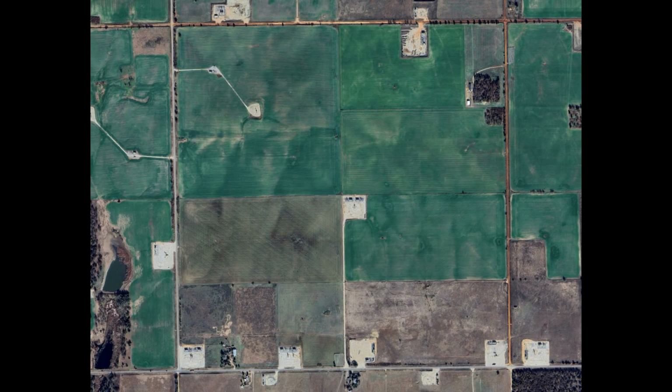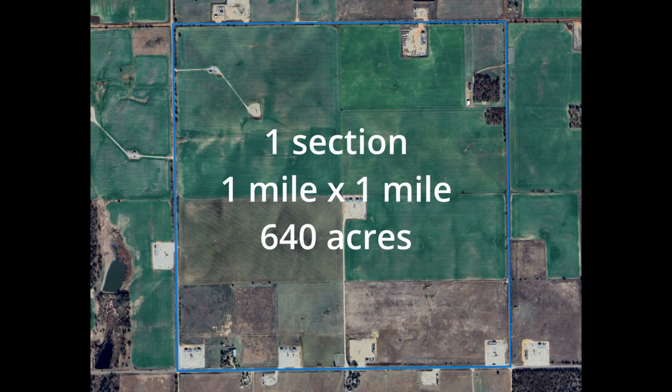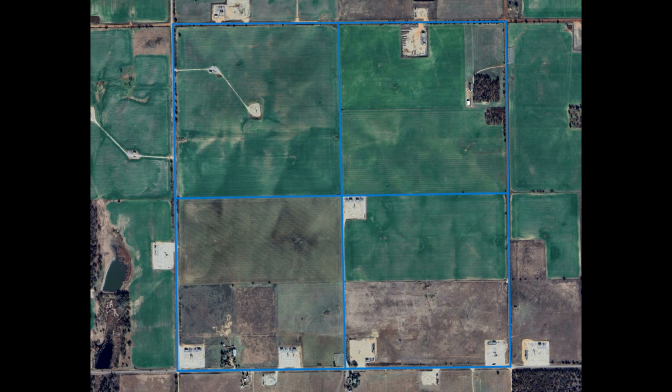And this is an example of a section, and this is actually the section that we live on and our farm is on, and we'll get to that in a minute. A section is approximately 1 mile by 1 mile, and it consists of 640 acres. So this one square that you see on the screen is combined 640 acres. Now, a lot of times these sections will be broken up into quarters. And so you have 4 quarters within the section.